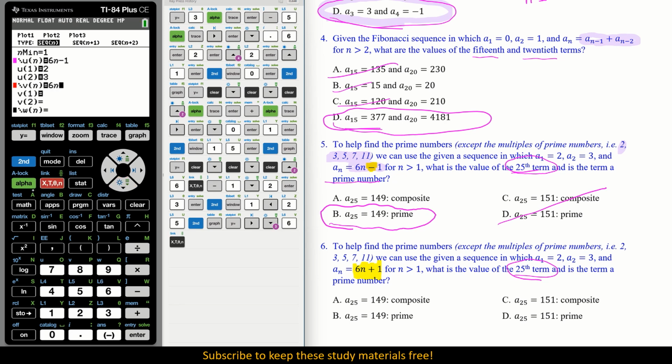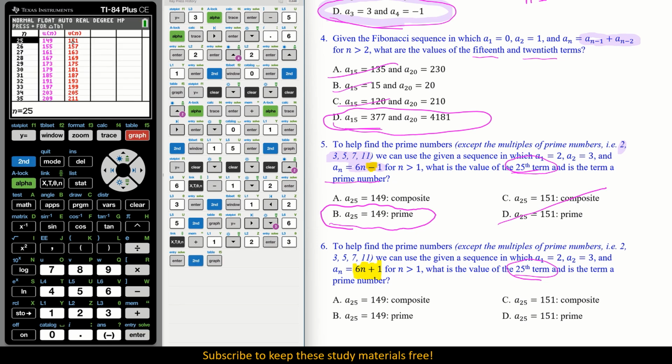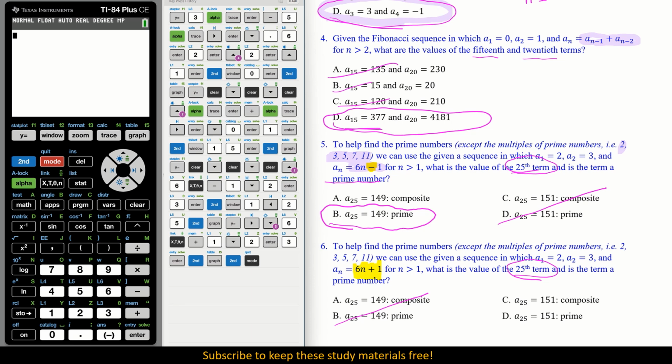So 6n plus 1, then I'm going to go down, 2 enter, 3 enter. And remember, the first column will be in pink, and then the second column is going to be in orange, it looks like. So let's say second graph, and it says 151. Is that prime or composite? Now we can check. Let's do that. Well, we know that we're getting rid of A and B. So let's go second mode and 151.